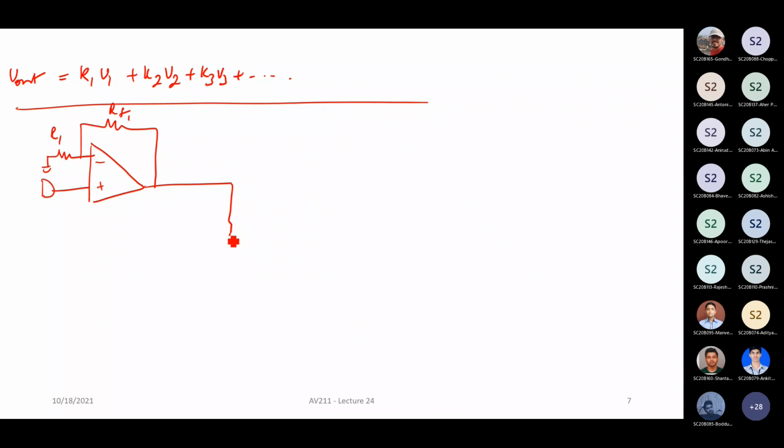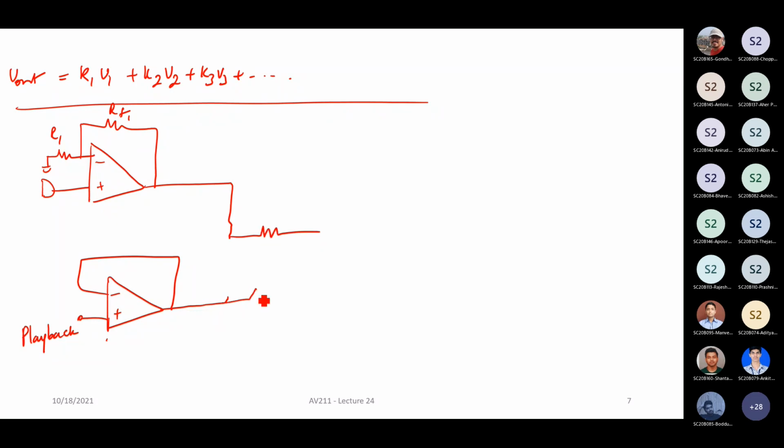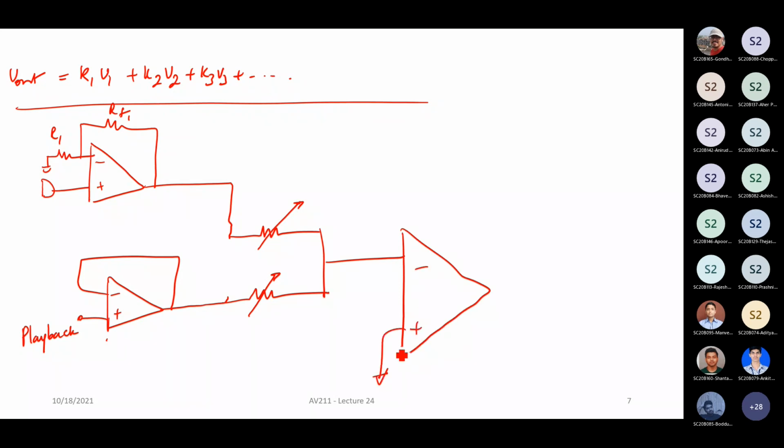And let us say you have another playback signal. All you do is connect it here, right? And you do a unity gain feedback. Now, what you need to do is add both, right? And you should have volume control. Now, how will you do it? You put a potentiometer here, connect these two to a summer, and connect like this.